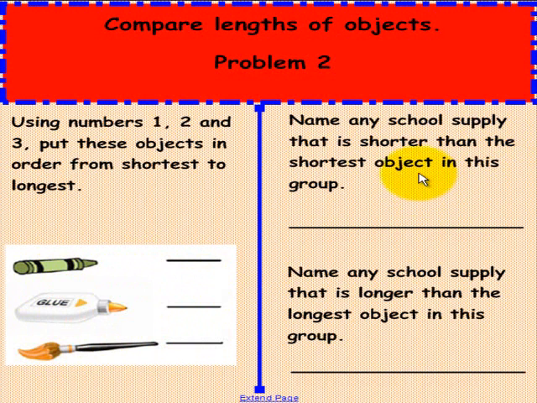Over here on the right, it says name any school supply that is shorter than the shortest object in this group. Write that down here, whatever you think is shorter than anything here. And name any school supply that is longer than the objects in this group. What do you see in your school or use that's longer than anything in this group? Please pick up a pen to solve this problem.